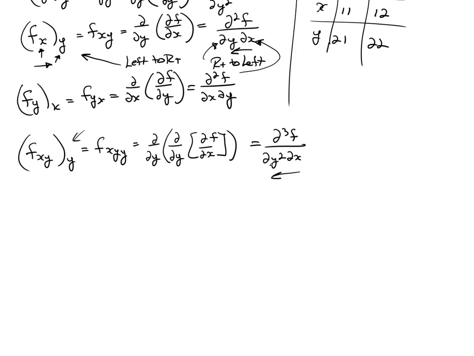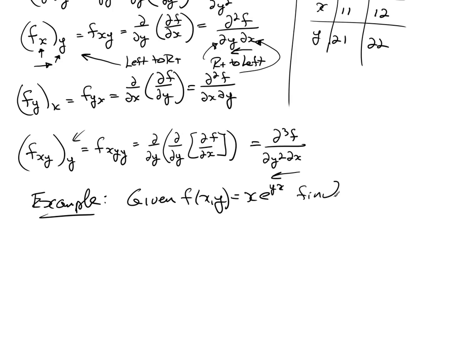So let's go ahead and work through a quick example. So let's see, given f of x, y equals x times e raised to the yx, I want to find the following partial derivatives. The first one is I want to find fxx. Well, that's going to be equal to the partial with respect to x of the partial with respect to x.